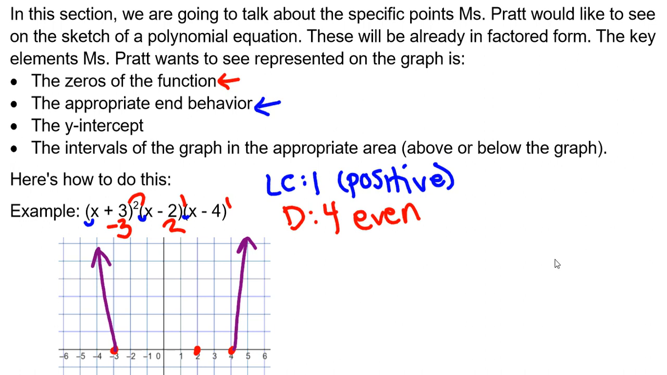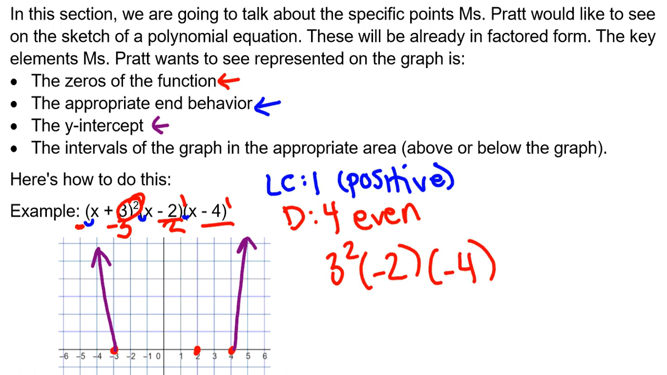Now the third part, we want to see the y-intercept. And here's how you're going to find the y-intercept. You're going to take this 3 and you're going to square it because it's the 2. The 2 has the exponent right there. So you're going to take 3 squared. You're going to multiply that by -2, and you're going to multiply that by -4. And if there was a number out in the front, you would multiply this by that number as well. Okay, so 3 squared is 9. That is +8. So my y-intercept is 72.